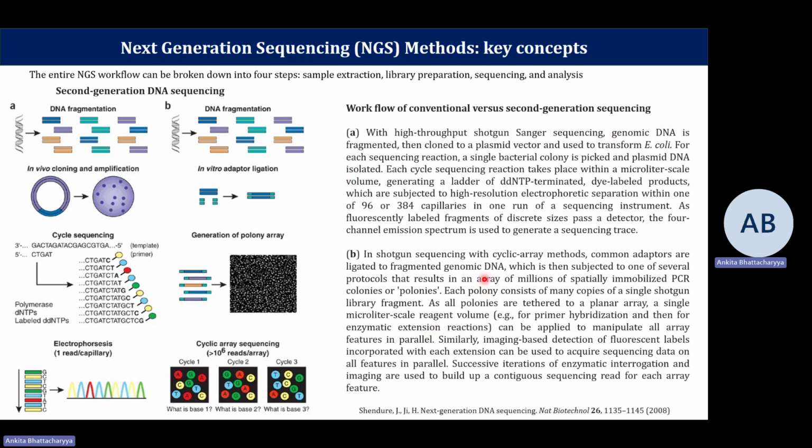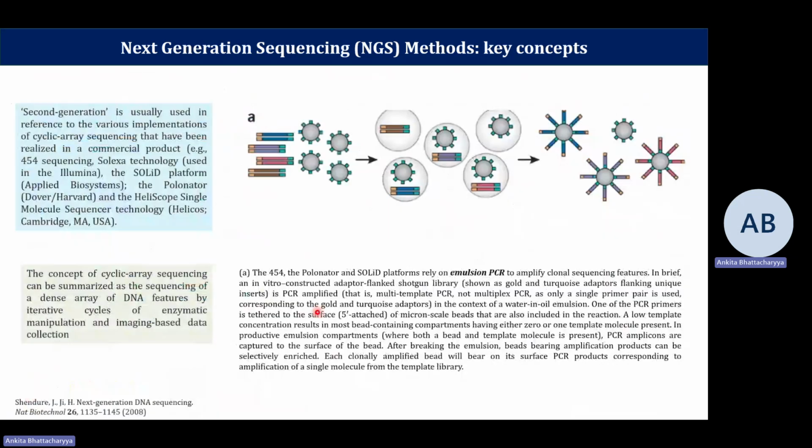Now, in shotgun sequencing with cyclic array methods, common adapter ligation takes place, which results in the generation of spatially immobilized PCR colonies called polonies. They contain many copies of a single shotgun library fragment, which are all tethered to a planar array. And then you can use imaging based detection to figure out which fluorescent label is present. And when this is done iteratively, then it allows you to build up a contiguous sequencing read for each array feature, and then you can interpret your results. So that's what we see here.